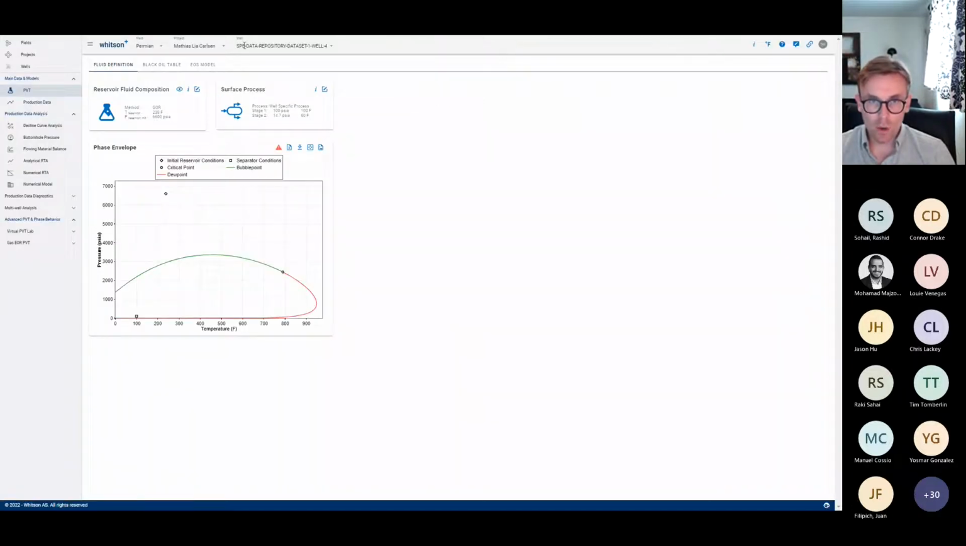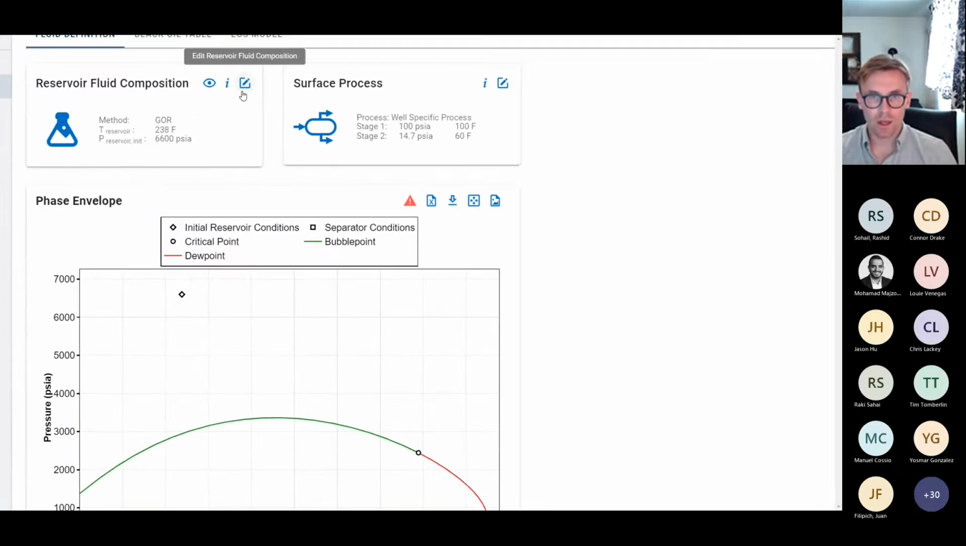So when you're inside of your well, what I would like you to do is just to go to PVT here at the side, and just remember that you should be in your project and your well view. And then here, I'm pretty sure that most of you don't see the phase envelope. So to run that calculation, you need to go into the Reservoir Fluid Composition card. This is something we call an input card. You click Edit Reservoir Fluid Composition.